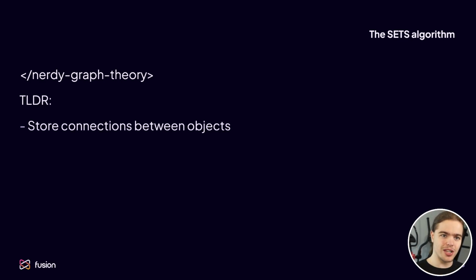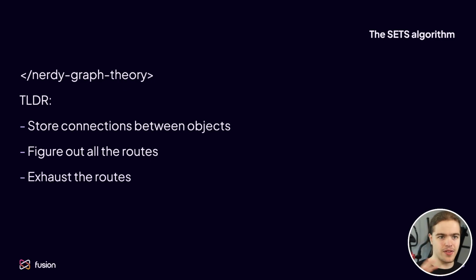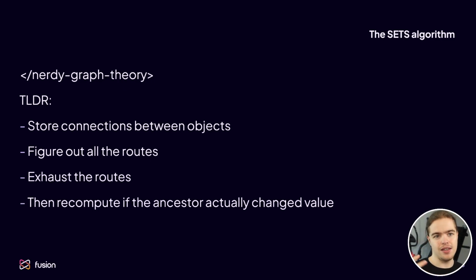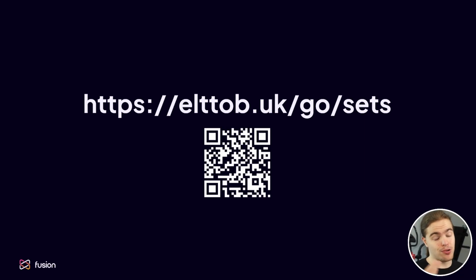TLDR. Store the connections between your state objects, figure out all the routes you can take, then wait until you've exhausted all the previous routes. Finally, just recompute so long as one of your ancestors actually changed value. Seems pretty simple. So that's the brief version of that algorithm.